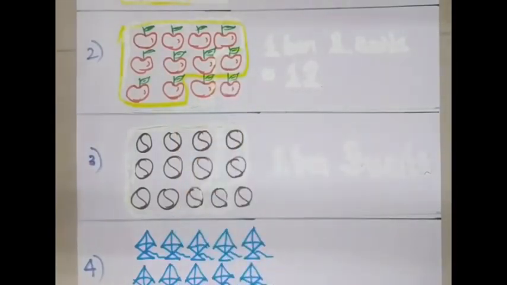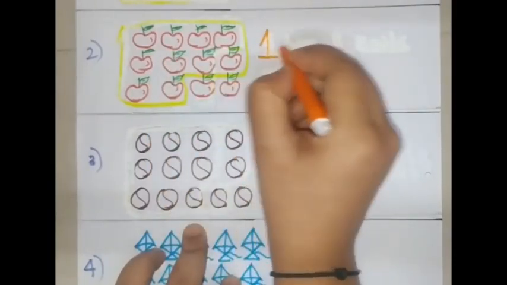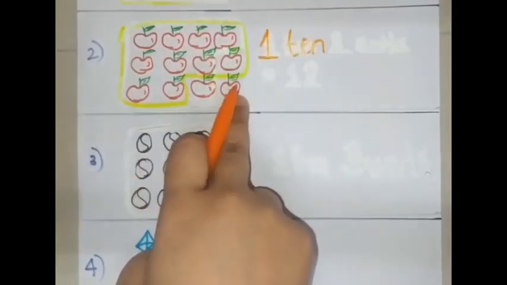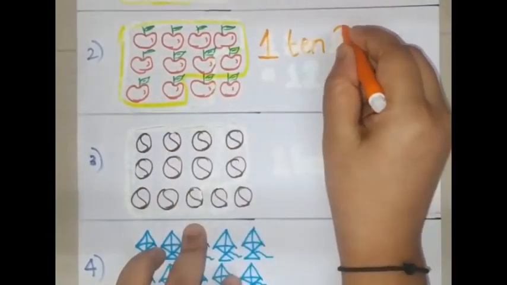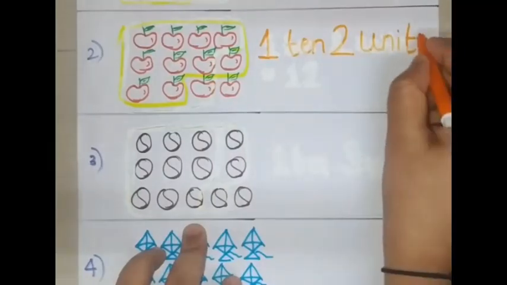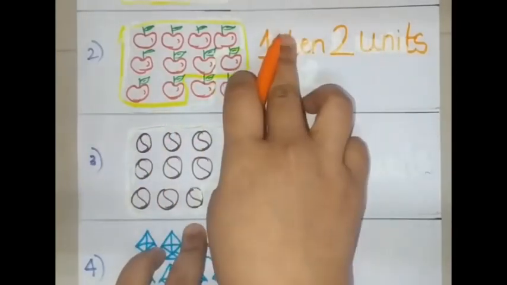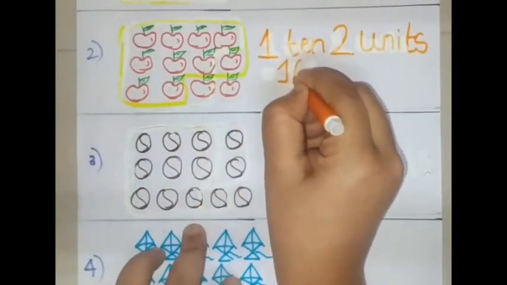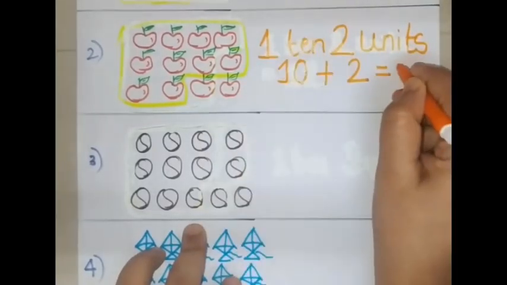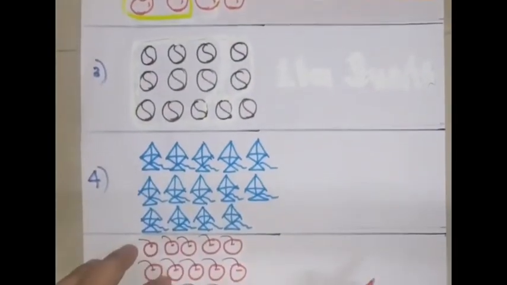So we will write it as, now one group of apples means 1 ten, and the remaining 2 apples we will write as 2 units. So 1 ten and 2 units. So 1 ten means 10, and 2 units means 2. So they make 12. Now we'll move to the next.